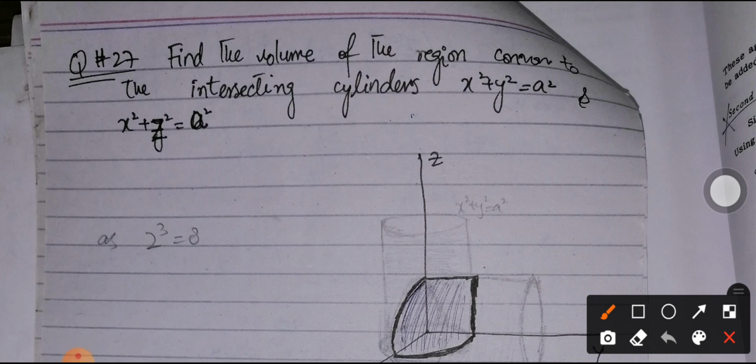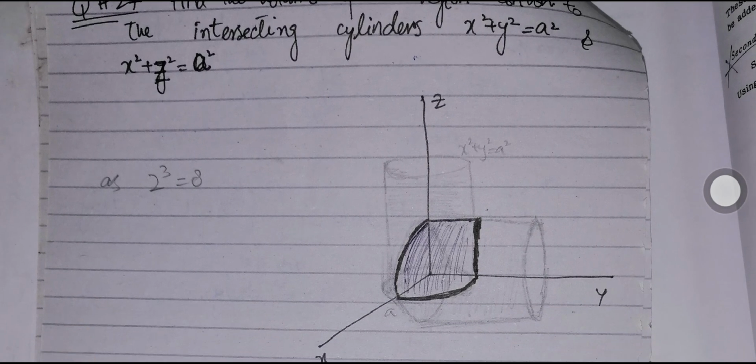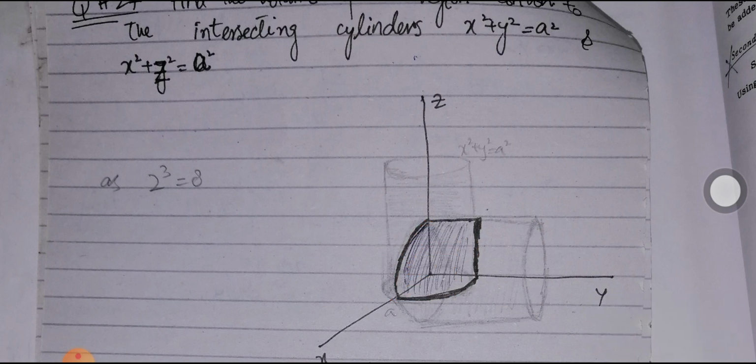So when we are saying x square plus y square is equal to a square, we are talking about the vertical cylinder, and when we are saying that x square plus z square is equal to a square, we are talking about the horizontal cylinder, because it will lie on the y-axis. So here are the two cylinders, and here is the intersecting part in the first octant only. Now we are going to define it more precisely so that it is clear to you.